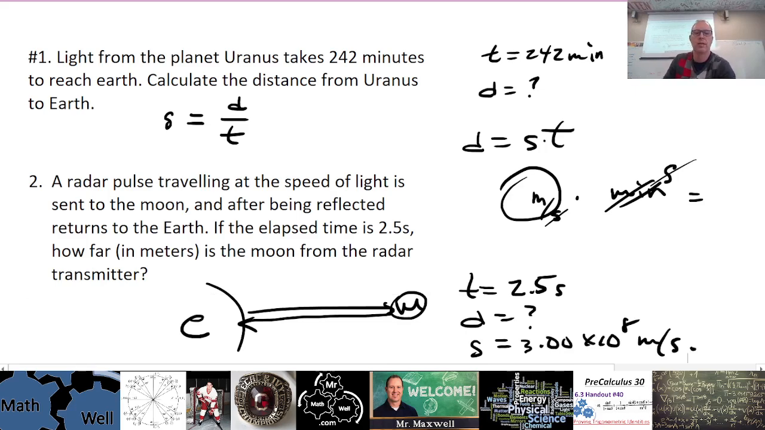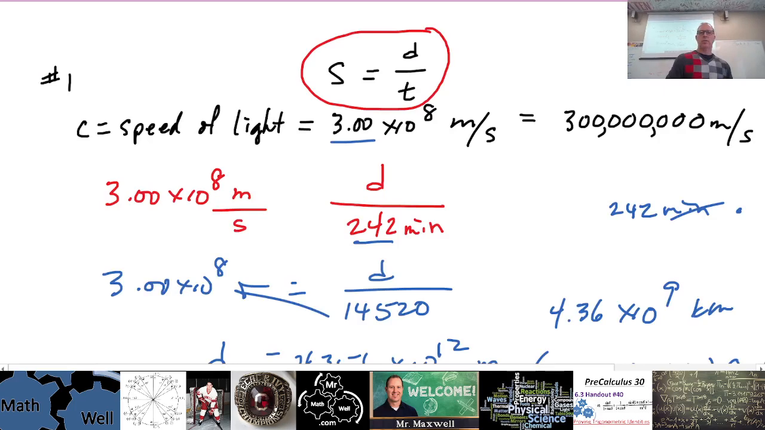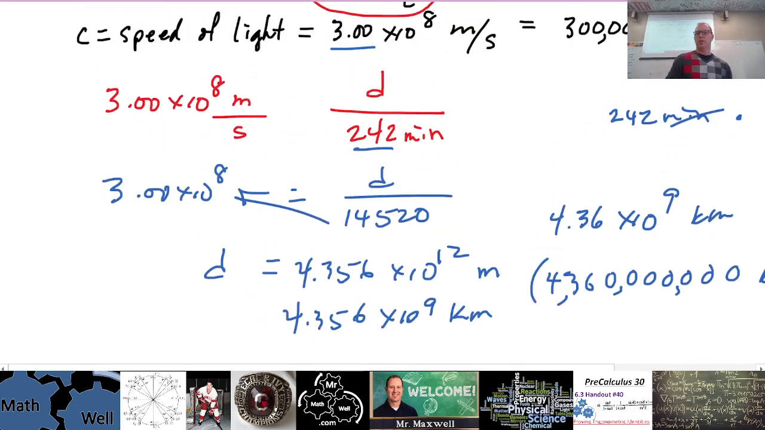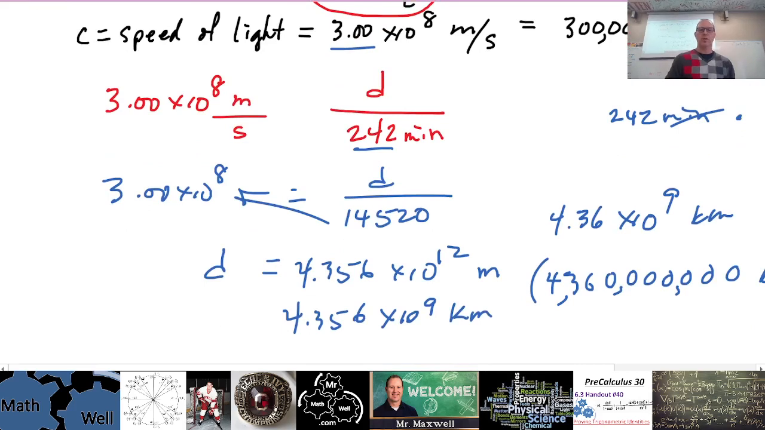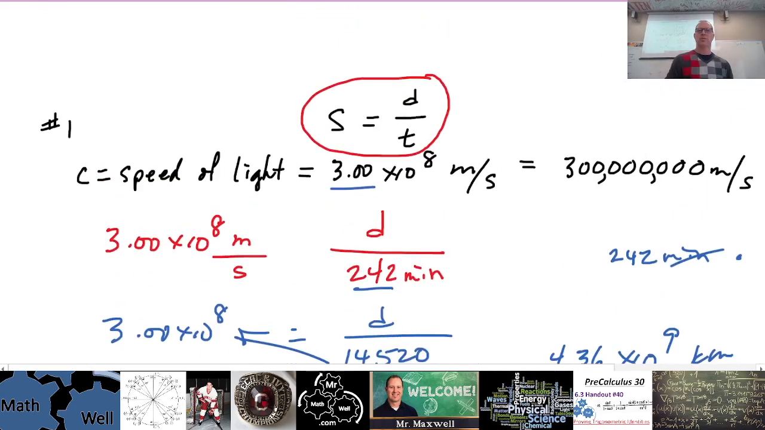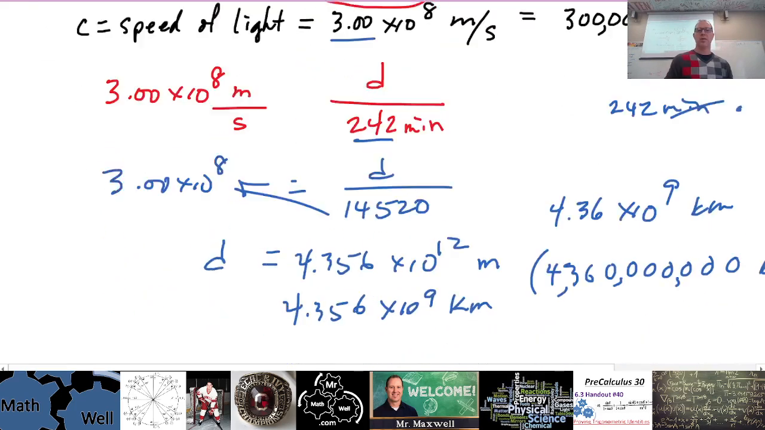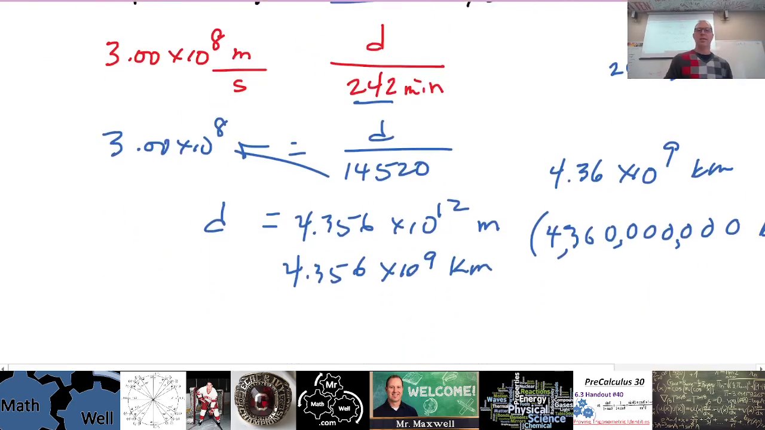Okay, I'll give you a few more minutes to figure that out. Depending on what units you put your answer in, if it's in meters, then it's 4.356 times 10 to the 12 meters. If you put it in kilometers, then it's times 10 to the 9. So speed equals distance over time is where you want to start. Solve for D. Make sure your units line up. Minutes have to be converted to seconds.